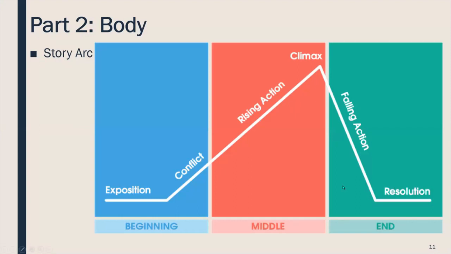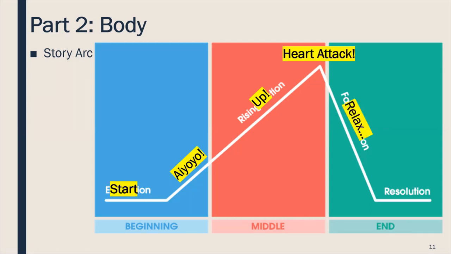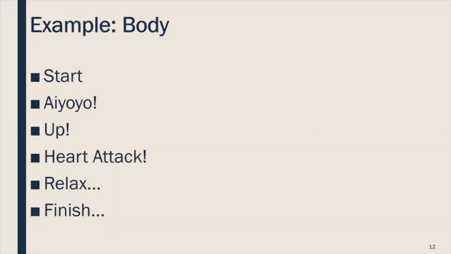Exposition is basically start the story. Conflict is basically, ayo yo, oh, a problem. There's a problem now. Things are getting interesting. Rising action is up. My heart is beating really hard. We're going up. Like the excitement level is going up. And climax is, when you get a heart attack, like it's too much excitement. And then things go down, you relax, and then you finish. If you want to write a really good essay, you need to follow this formula.